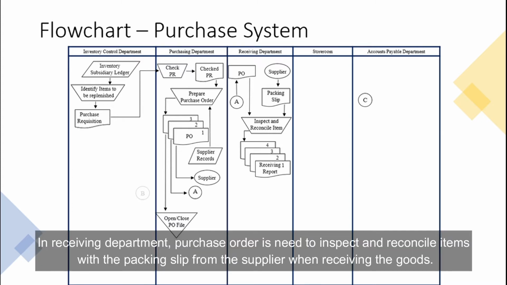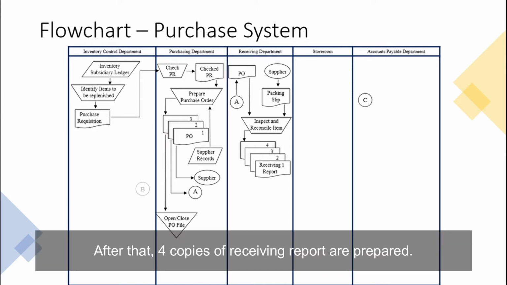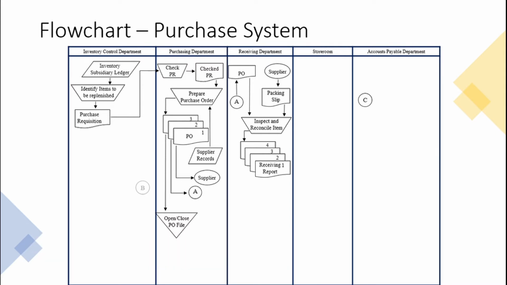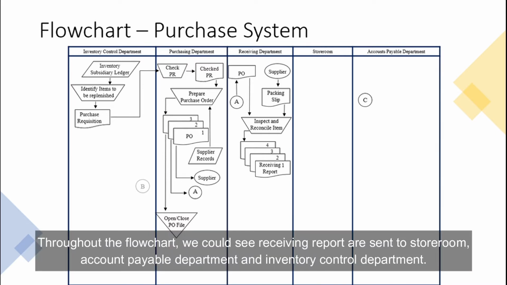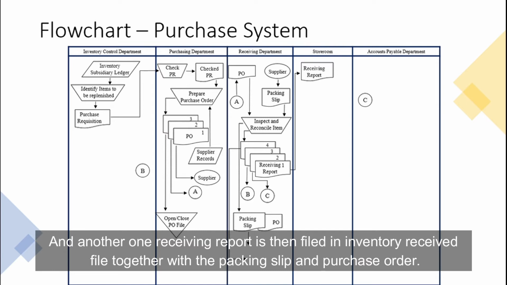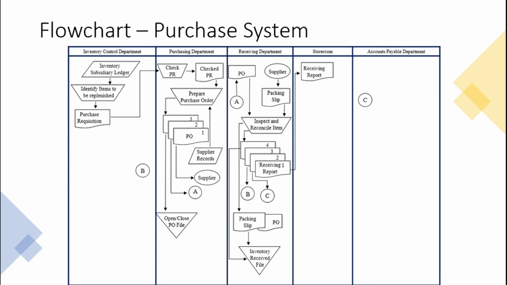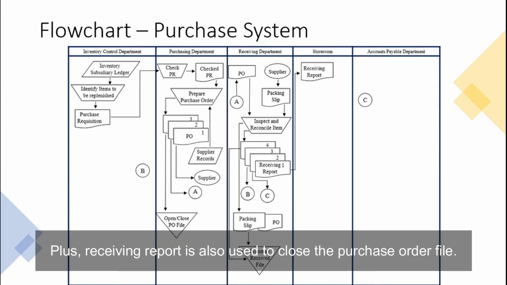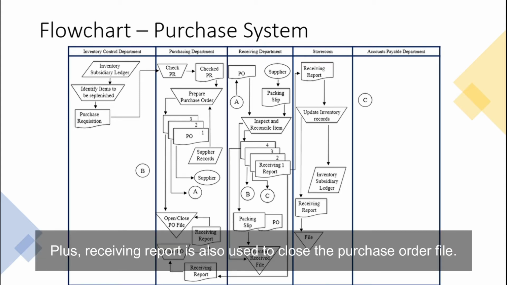In receiving department, purchase order is used to inspect and reconcile the items with the packing slip for the supplier when receiving the goods. After that, 4 copies of receiving reports are prepared. From the flowchart, we could see receiving reports are sent to storeroom, account payable department, and inventory control department. And another one receiving report is then filed in inventory receipt file together with the packing slip and purchase order. Plus, receiving report is also used to close the purchase order file.